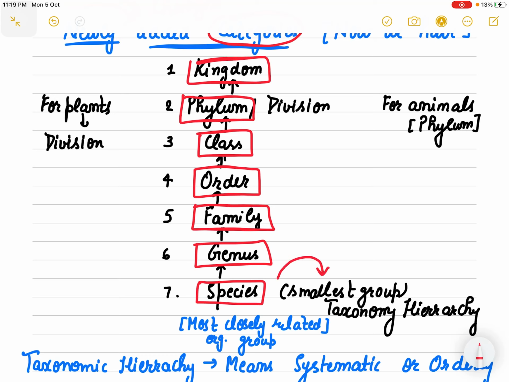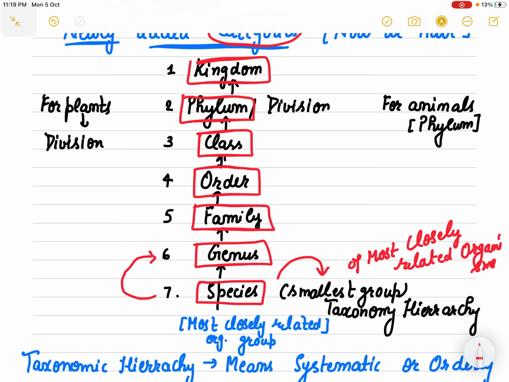Species is the smallest group of most closely related organisms. They form a species, and they breed with each other. They are most closely related. Many similar species combine together to form a genus. Many genera combine together to form a family. Many families join together to form an order. Many similar orders come under a class. Many similar classes form a phylum. Many phyla form a kingdom. So kingdom is our highest category.